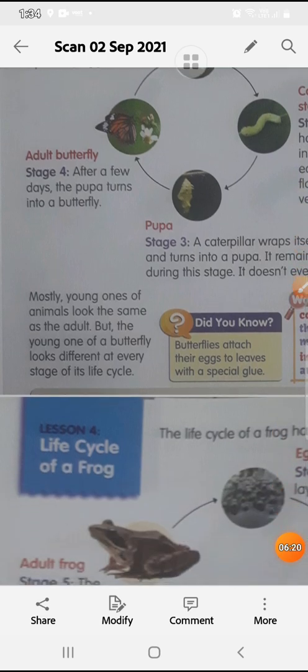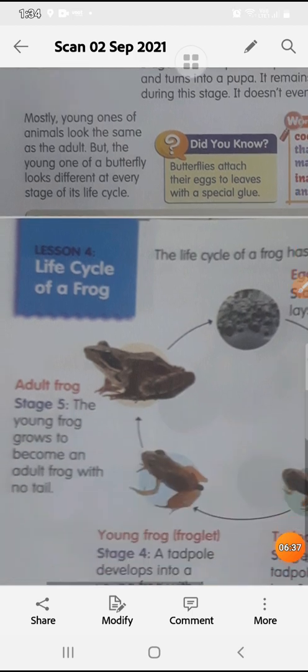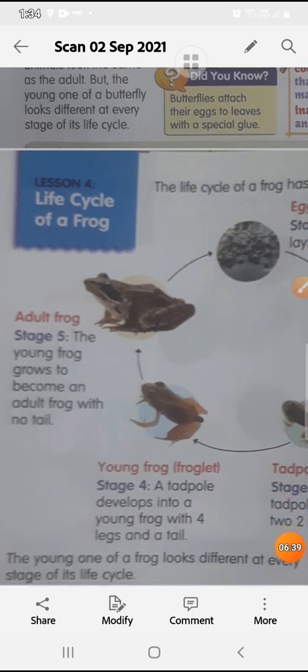Butterflies attach their eggs to leaves with a special glue. Okay, this is the fact that butterflies attach their eggs to leaves with a special glue. It means they lay eggs on the leaves. Okay, next is the life cycle of a frog.